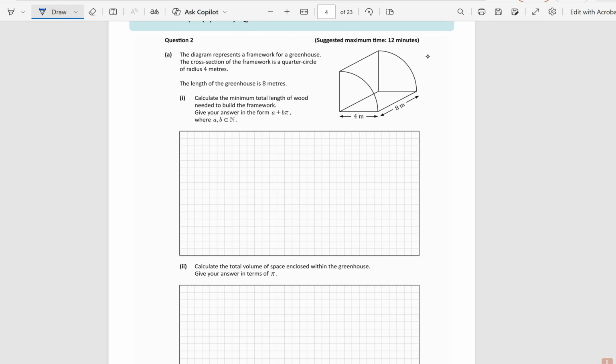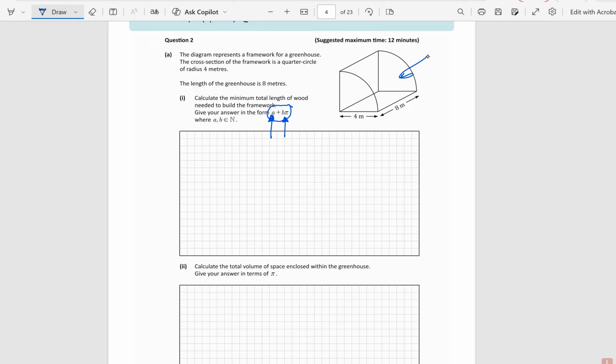Right, next one. So this here, it's like a cage. Say it's a framework for a greenhouse, and they're asking what the minimum length of wood we need to use to make this frame is. It says give your answer in the form a plus b pi. What that means is it makes it a bit easier on us. They're asking us to give a number, but the bit that's stuck onto the pi, we just leave it as a number pi. It'll make sense when we go through it.